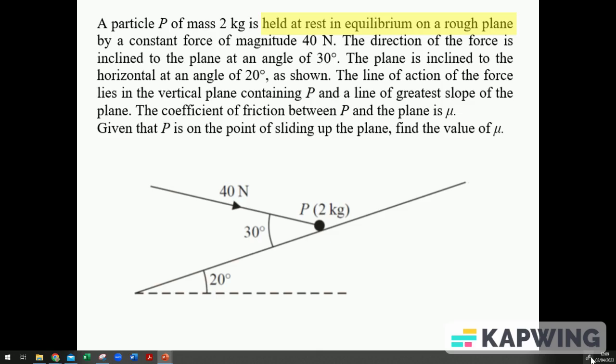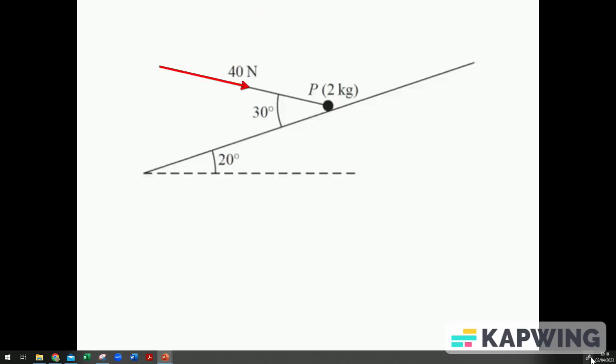Coefficient of friction is mu, and it's on the point of sliding up the plane. And that means the friction's acting down. So the 40 is just about big enough to make it move up the plane, but not quite. So like I say, the friction's acting down the plane, and we've got to find out what mu is. So we'll draw the forces on. We've got the 40 there, the weight acting down 2g, the friction, like I say, is acting down the plane, and then we've got the normal reaction R, and we've got to find out what the mu is.